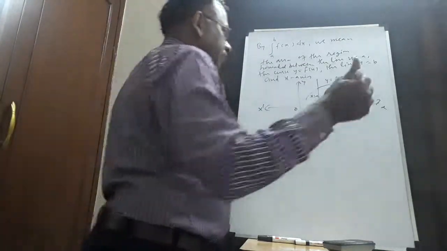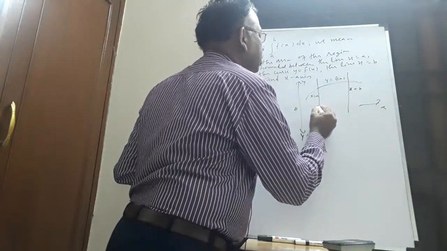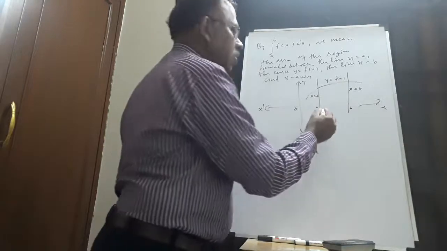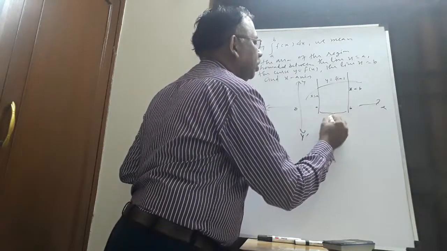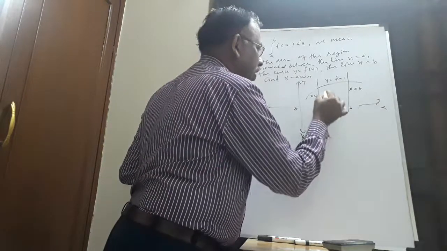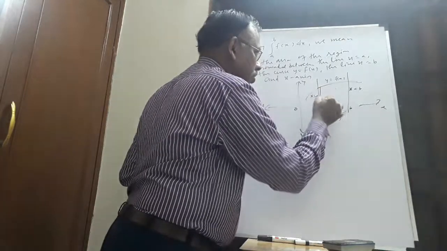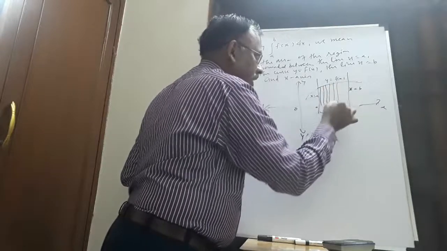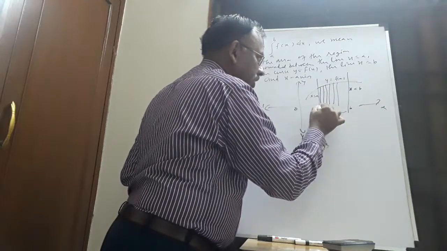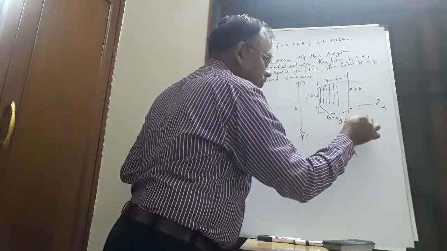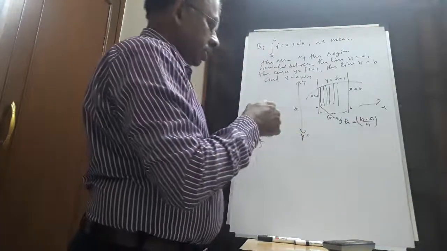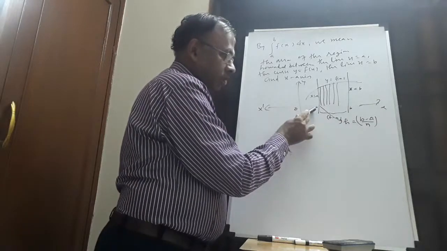Just listen. What I will do is, this point is a, this point is b. You know very well a comma 0. And therefore, this length is automatically b minus a. I will divide it into n equal parts, each of width, let's say, h is equal to b minus a by n. I just repeat, this point is a comma 0, everybody knows.